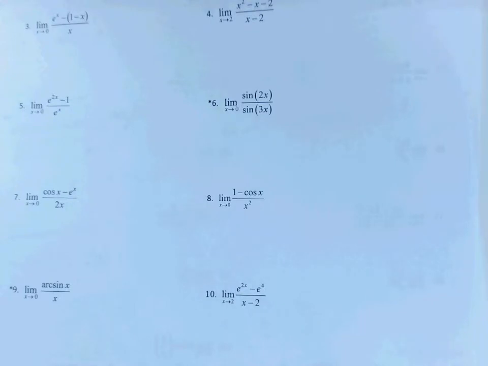As x approaches 0, you take the derivative separately. So on top, what's the derivative of cosine? Negative sine. And then e to the x is e to the x. On the bottom, what's the derivative of 2x? 2. Plug in 0: negative sine of 0 is 0, e to the 0 is 1, so it's negative 1 over 2.